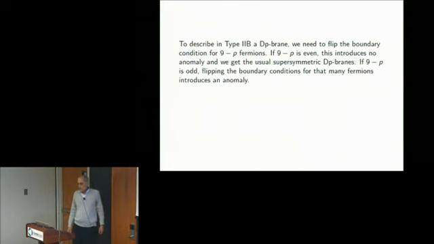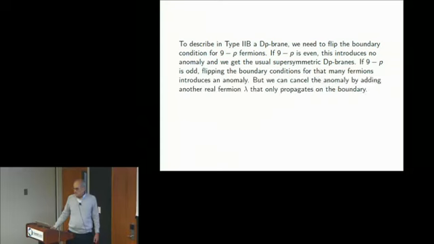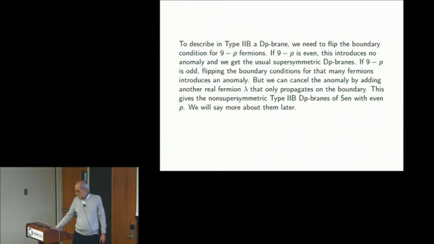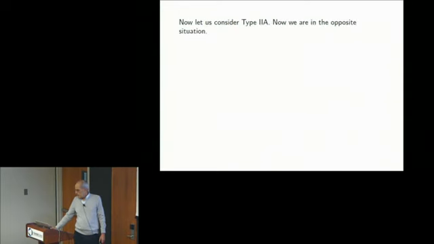If 9 minus p is odd, flipping the boundary condition for that many fermions introduces an anomaly. But we know how to cancel it. We add a real fermion λ that only propagates on the boundary. And I claim that this gives the non-supersymmetric type 2b Dp branes of Sen with even p. We'll return to them later. But first, let's consider type 2a.